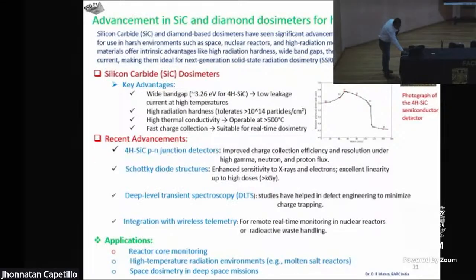So once again, we have diamond and silicon-based systems. Diamond, once again, is a strong tool for harsh environments: high temperature, chemically inert, and it offers better flux measurements. Silicon carbide is coming up as another substitute, which can be used in both the active and passive domains.